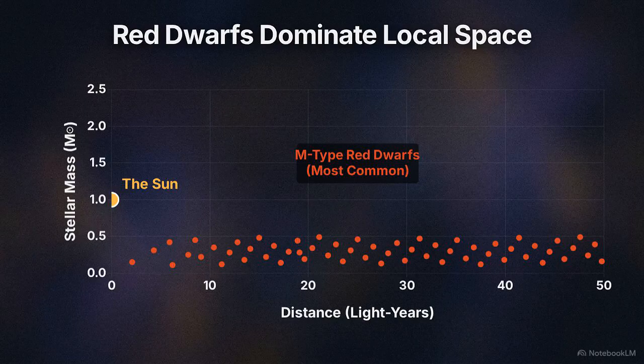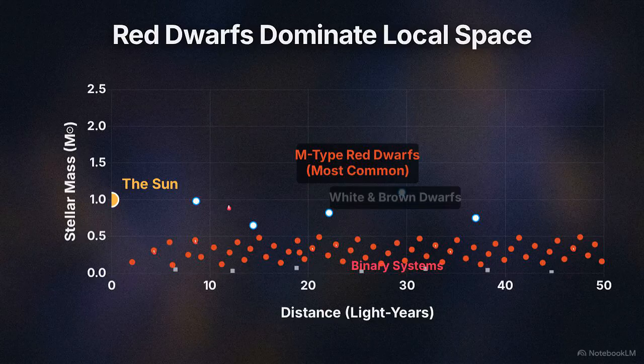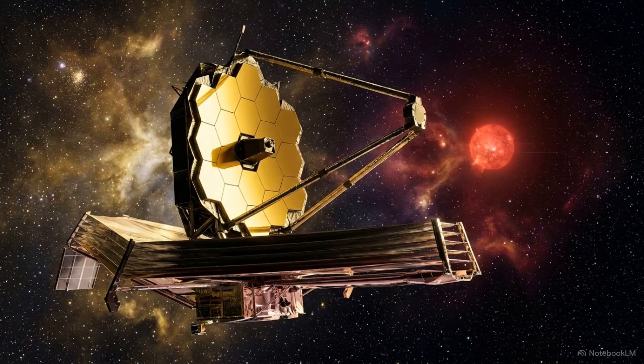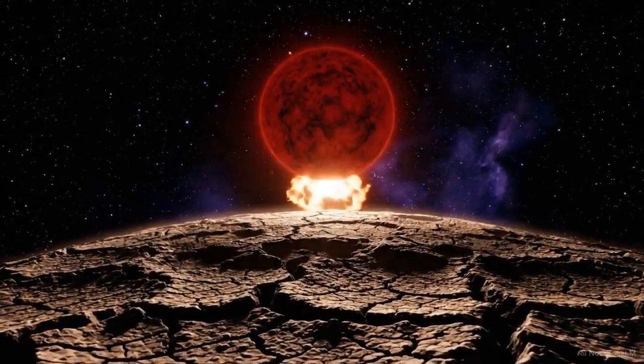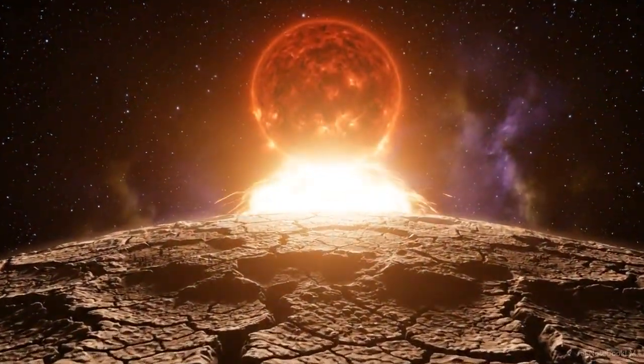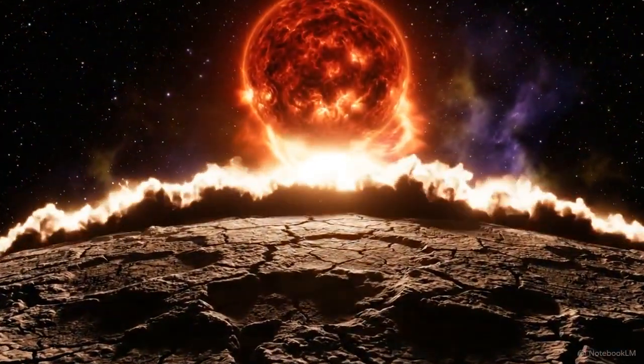There is more complexity hidden in these numbers. Many of these systems are binaries or triples, and a significant population of white dwarfs and substellar brown dwarfs fade into the background, invisible to all but our most sensitive surveys. This census identifies the highest value targets for future observations, but proximity to these red dwarfs does not ensure habitability. Many of our nearest planets face extreme radiation and tidal forces that distinguish them sharply from the environment of Earth.